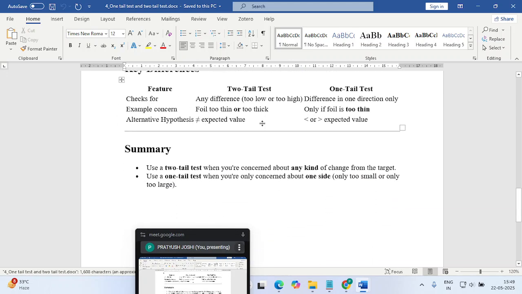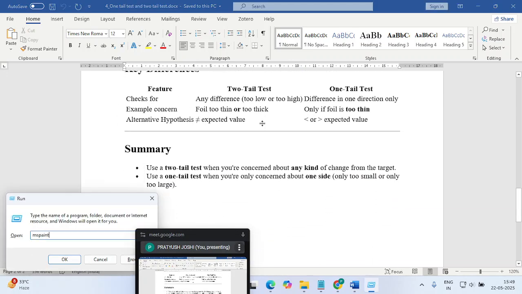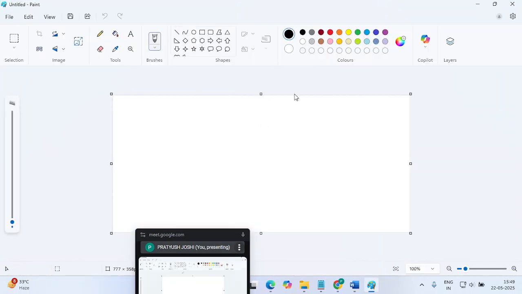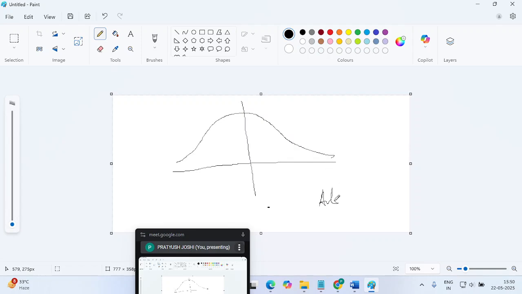So I'll quickly try to draw a diagram and explain what a one-tail test and a two-tail test are. Let us assume, we will do this exercise tomorrow also, that there is a factory producing an aluminum sheet, and that factory is claiming that their aluminum sheet is 0.04 millimeter.